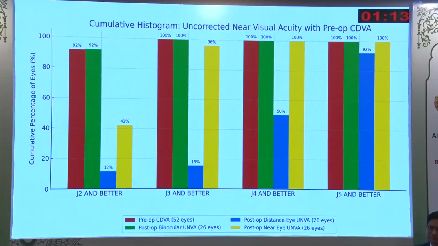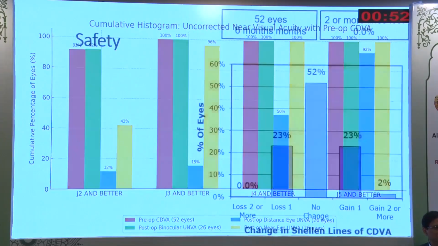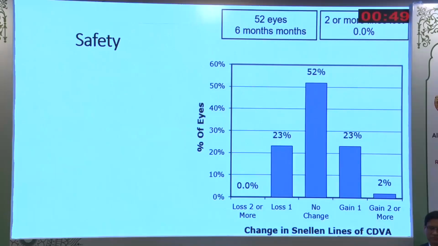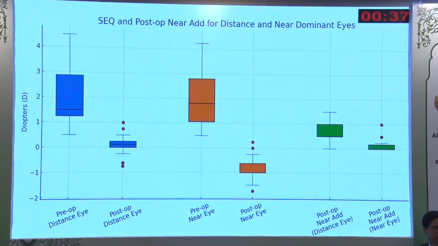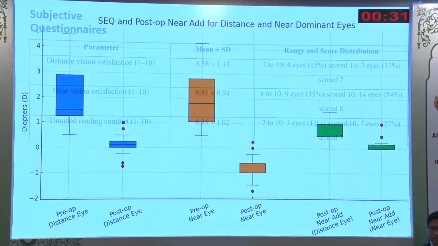Similarly, this is the unaided near vision. The green bars show binocularly, where 100% were J3 or better, and the blue bars show the distance eyes. So the distance eyes also, 92% of them were J5 or better for near. So the idea of increasing the depth of focus in a controlled way is that the distant dominant eyes can also see good near, and the near dominant can also see good distance. And because of that, we are getting a good binocular depth of focus for these patients. The safety profile was met, as defined by the Journal of Refractive Surgery, where more than 2 lines of loss of vision should not be there, so there were 0% eyes. And these are box and whisker plots to show how we have targeted the distance and near eyes, and they have come close to the target.